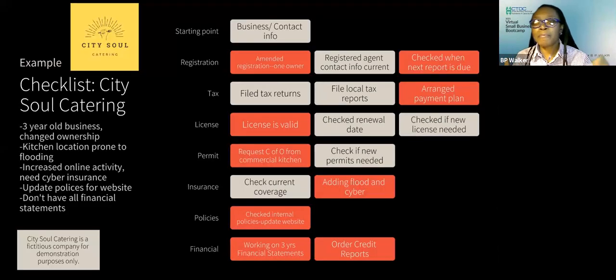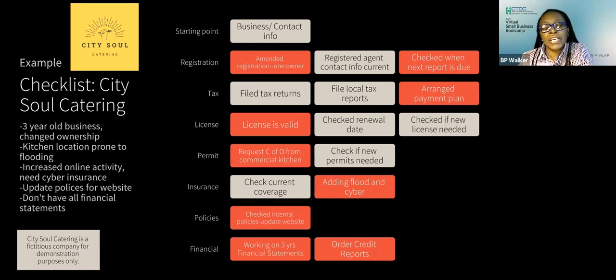So I made up a company, a fictitious company, to help illustrate all of these principles for the next 30 minutes that we're going to discuss here. So I made up City Soul Catering, threw a little logo together. So this will be our company we're going to use. For this example, City Soul Catering is 3 years old and recently had a change in ownership. It was a 2-person owner and 1 owner left.